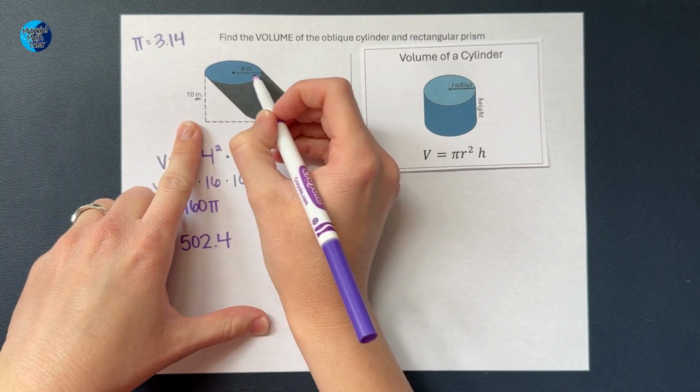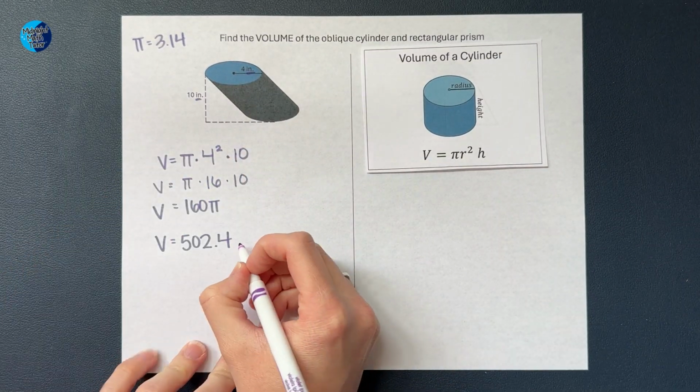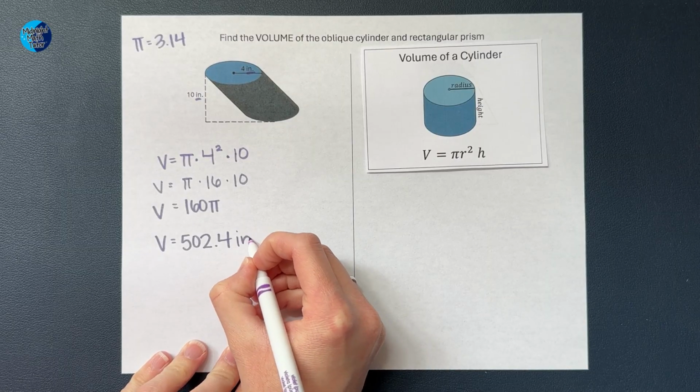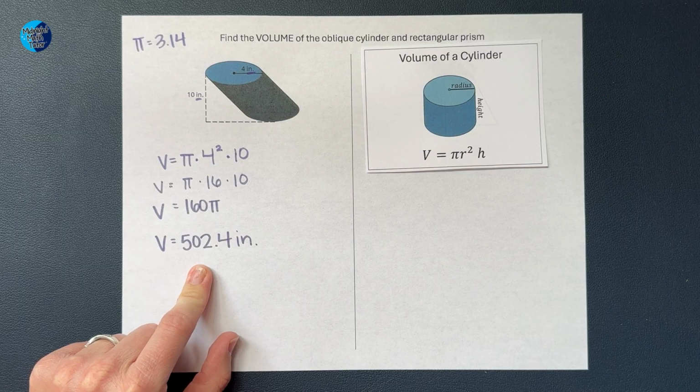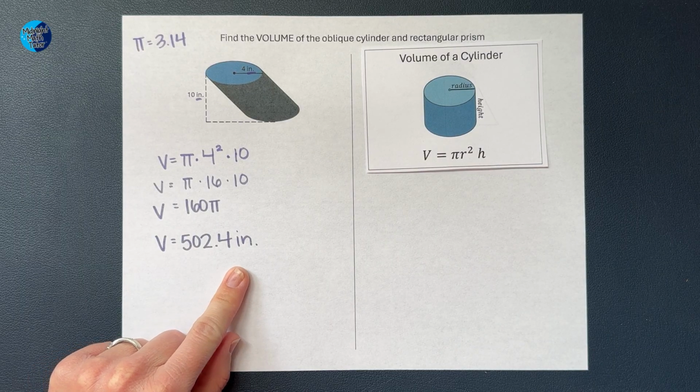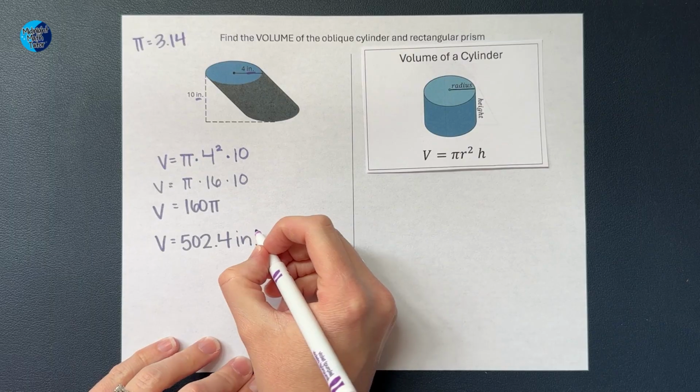Now, a very important thing to remember when we are doing volume is units are very important. So if you look up here, we are in inches. So I'm going to make sure to put inches. But my volume is not 502.4 inches. It is 502.4 inches cubed.